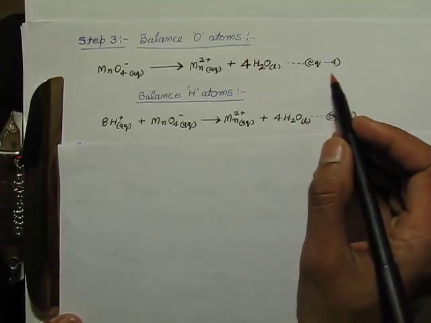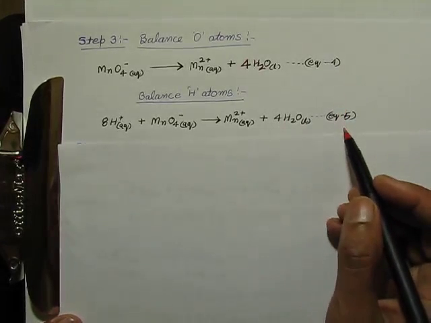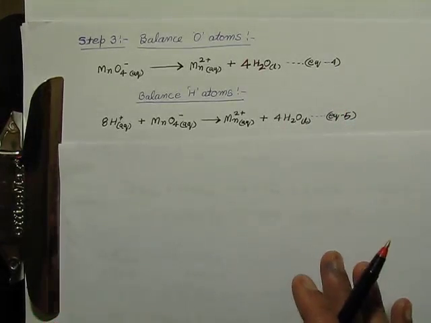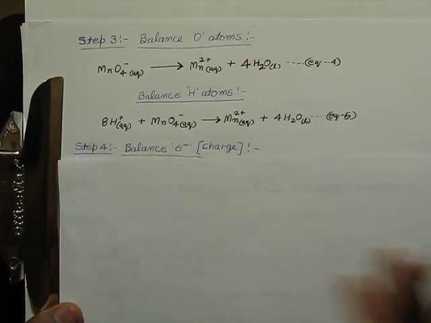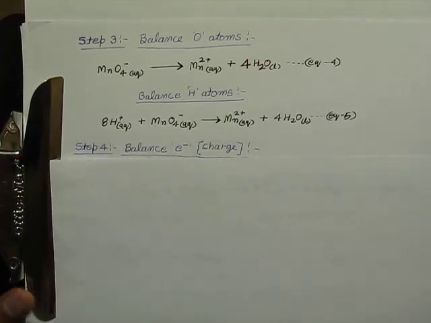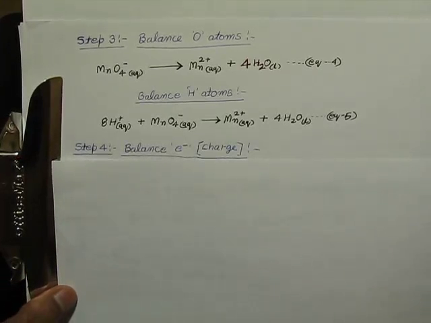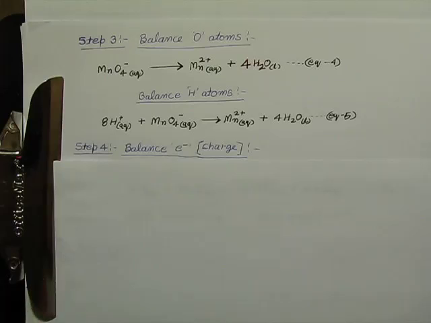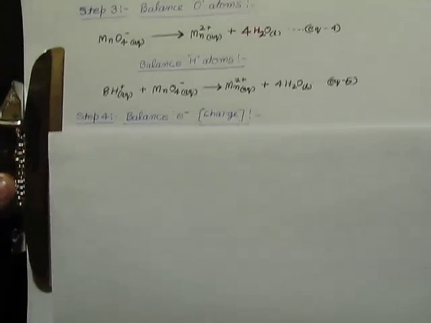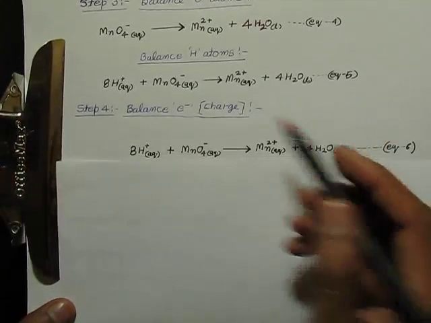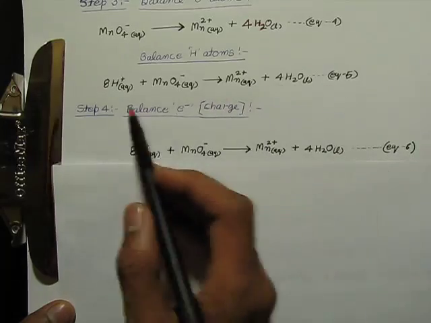It's always better to give every equation a number, then it will be easy to add or multiply in the next step. So what we have to do now is balance charges on both the equations. Let's continue first with this reaction.